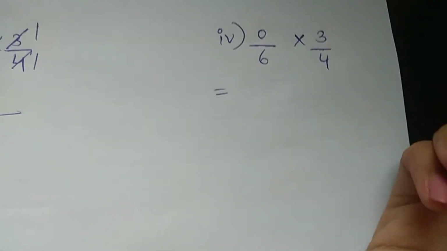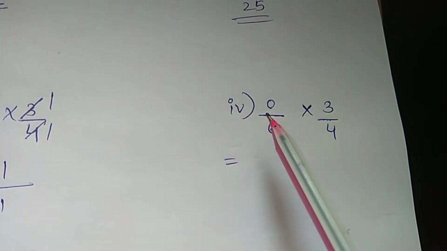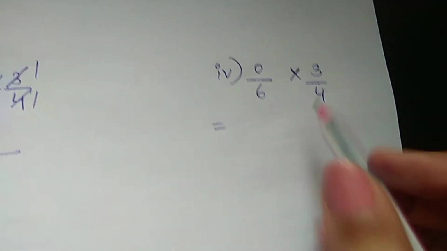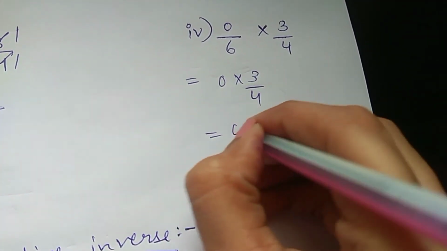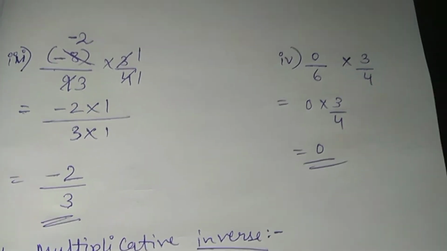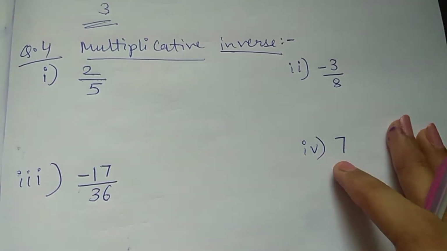Sum number 4. Now see this, 0 by 6 is 0 and anything multiplied by 0 is 0. It's very easy. Let's come on to multiplicative inverse.